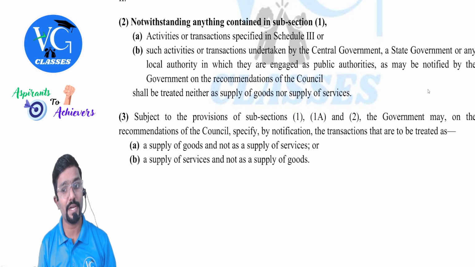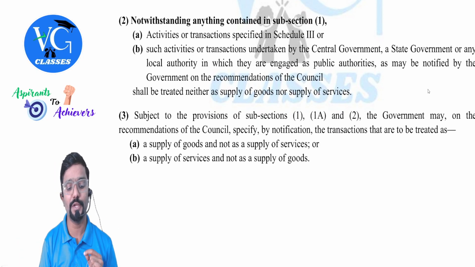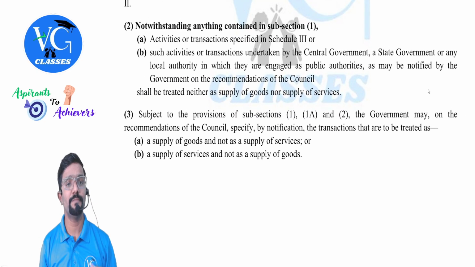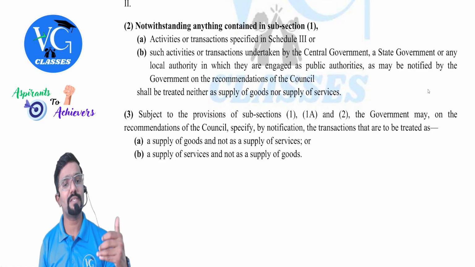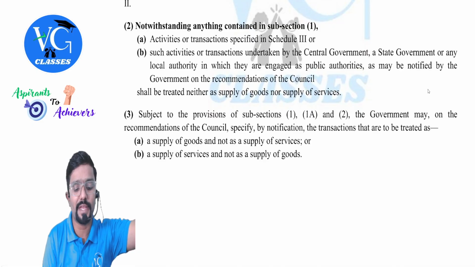We have something connected to it still. We are not yet done fully. Subsection 2, we will do it. We will continue now. What is it? We will see. Notwithstanding anything contained in subsection 1, activities or transactions specified in Schedule 3, which we are already done with. Okay, so we have taken care of this.